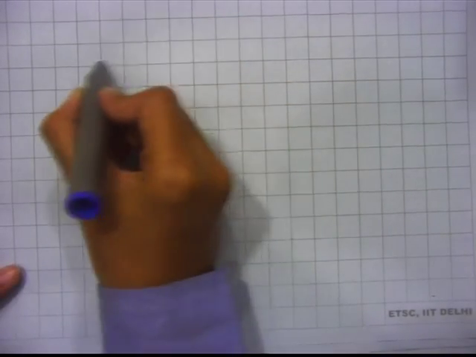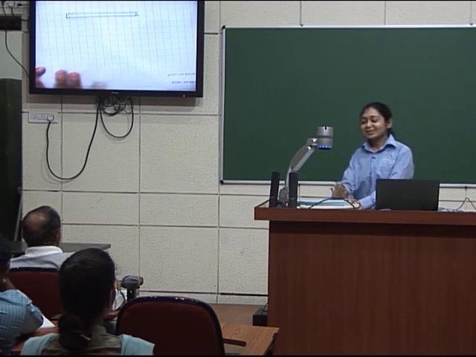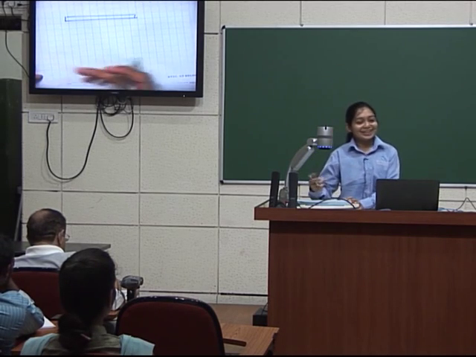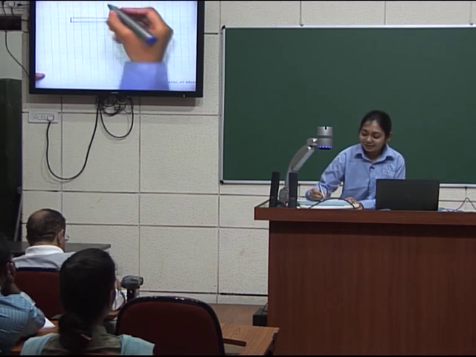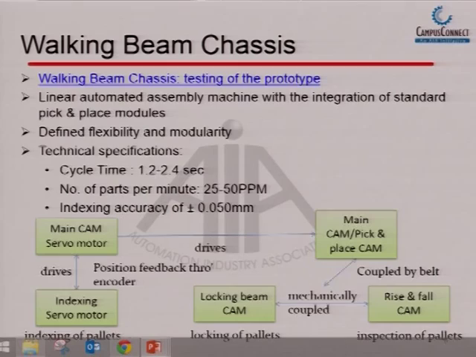Okay, when you talk of beam, just take this as an example. I could have told that, but it feels better drawing it. So this is a beam. Okay, so we were talking about the walking beam chassis. Now, what happens in a walking beam chassis is, a chassis, you've heard of chassis?